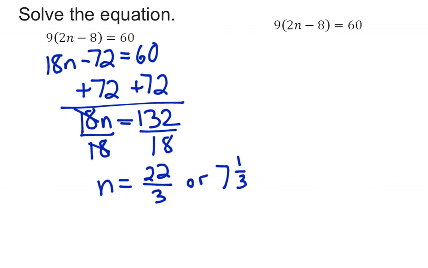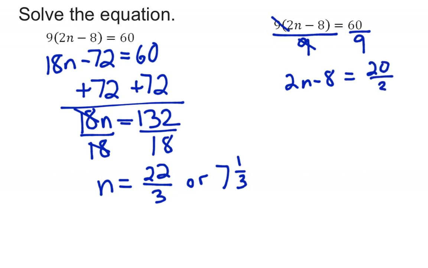On the right side here, instead of checking my work, I'm going to demonstrate that we could have done the division first instead of distributing. I could divide both sides by 9, reducing the 9 out, leaving only 2n minus 8 on the left side of the equation. The right side of the equation simplifies to 20/3, which most people don't like to deal with fractions throughout most of the problem. And this gives us a pretty good reason why we should not do division first.